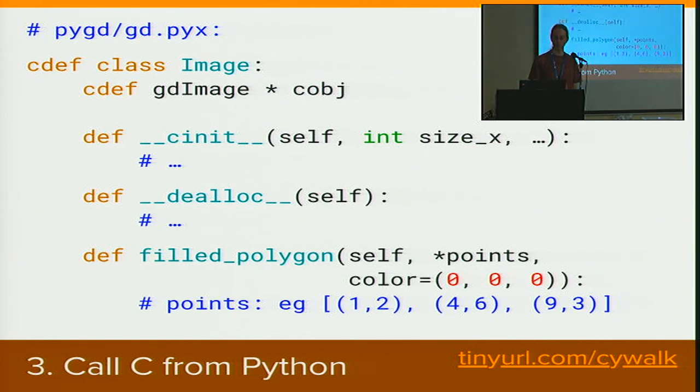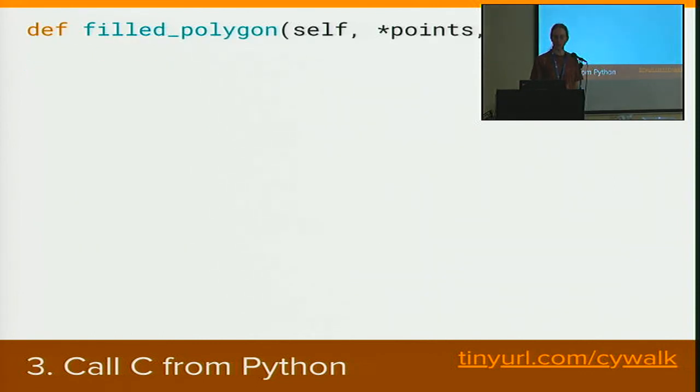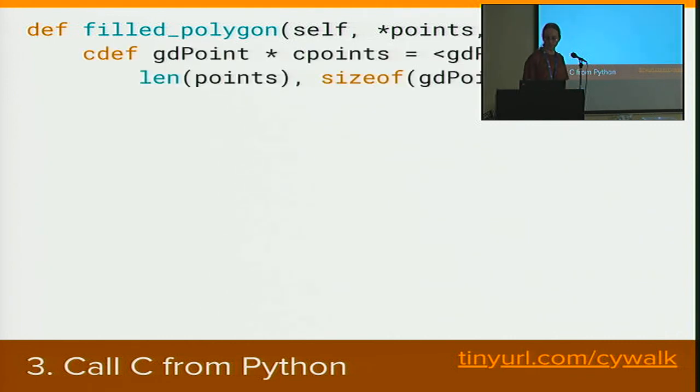Finally, we'll implement the fillPolygon method as a wrapper around gd_image fillPolygon. It's going to take a list of points as 2 tuples representing the vertices of the polygon, and we'll pass it a color as well because colors are pretty. Let's have a look at how that's implemented.